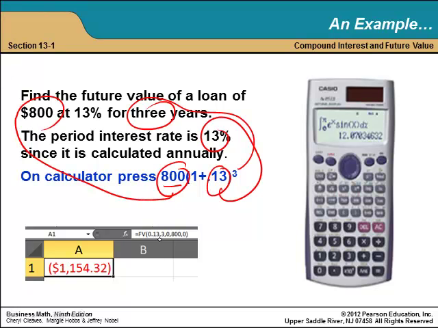In Excel, notice here's our rate. Every comma switches things, so this is the number of periods. Notice there is no payment, but there is the $800. It comes out in red because this was positive, so this is negative. If we had written negative 800, then this would have come out in black.